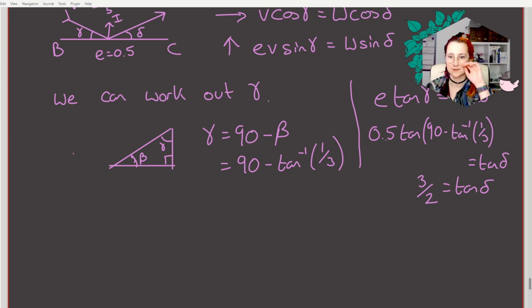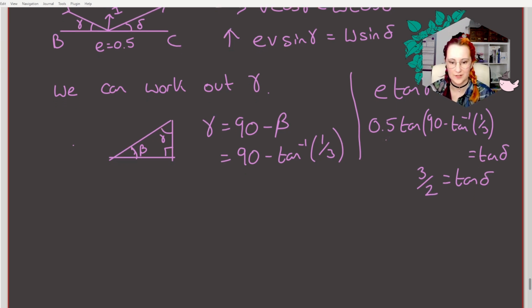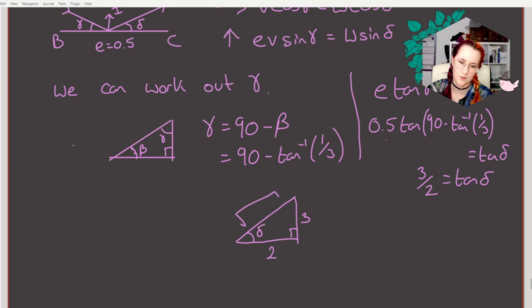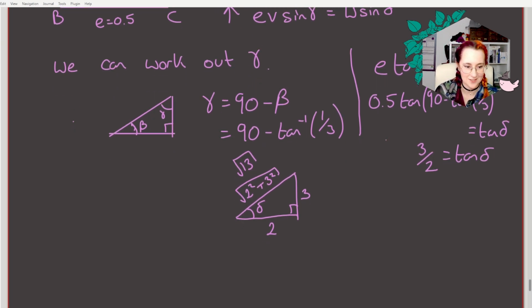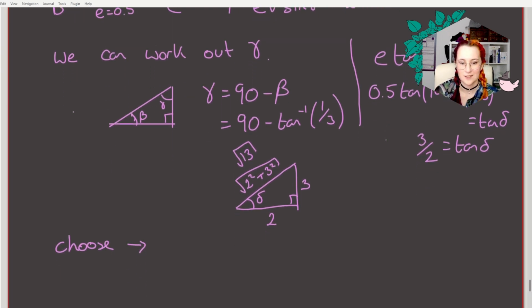Okay. So if we have 3/2 is tan of delta, then I can work out cos of delta and sine of delta. So if that's my delta, then it's 3 over 2, and this puts the hypotenuse as the square root of 2 squared plus 3 squared, which is the square root of 13. Getting some really gross numbers going on up in here. So, final thing to do is then choose the horizontal equation and then plug everything in.